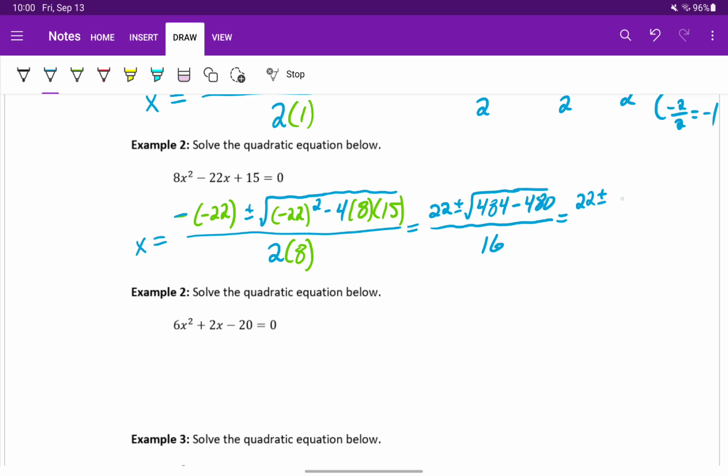which will be 22 plus or minus the square root of 4 all over 16. The square root of 4 will just become 2, and then we'll have two expressions to evaluate again. 22 plus 2 will give us 24 over 16, or 3/2, once we reduce that fraction. 22 minus 2 will give us 20 over 16, or 5/4, once we reduce that fraction.